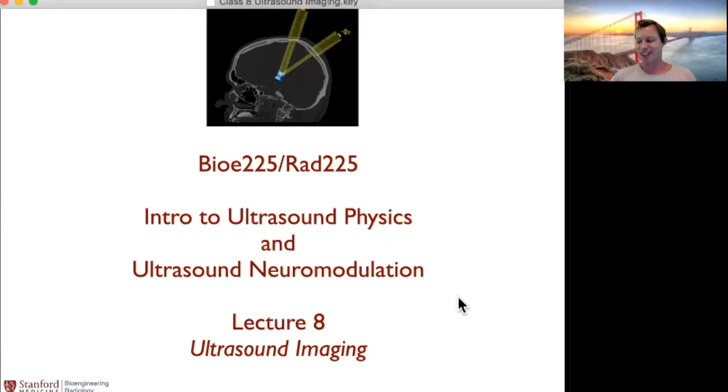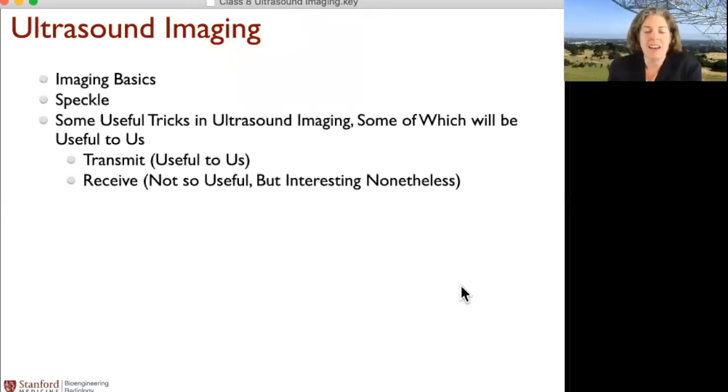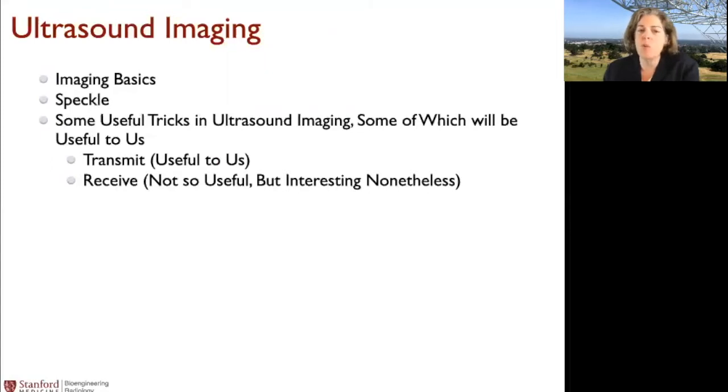Super interesting. So anyway, back to imaging. Yeah, okay, so let's talk a little bit about the imaging basics, a little bit about speckles so you know why the images look the way they do. And then I'd like to talk about some useful tricks in ultrasound imaging, some of which will be useful to us. Those are the ones that are used on the transmit side. And then a little bit of some useful tricks on the receive side. They're not so useful to us, but they are interesting nonetheless. So that's my outline for today.